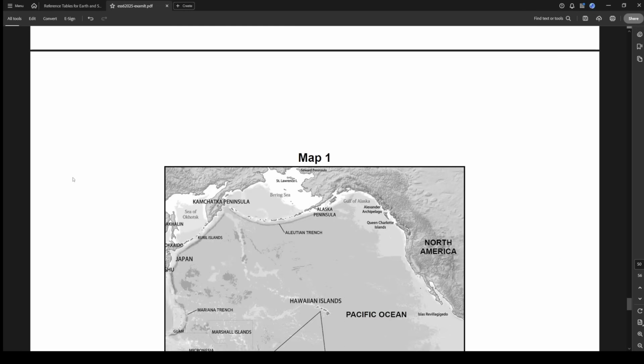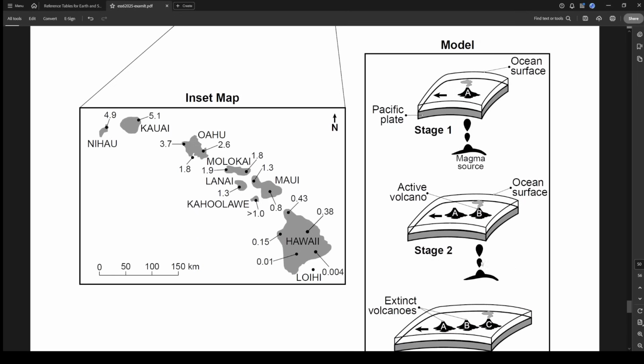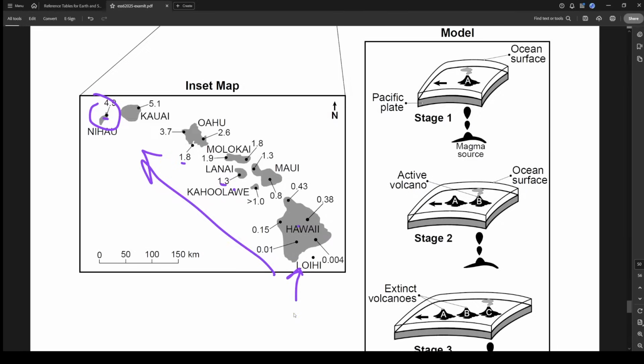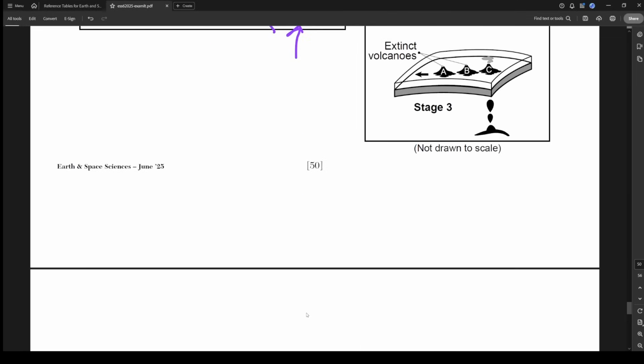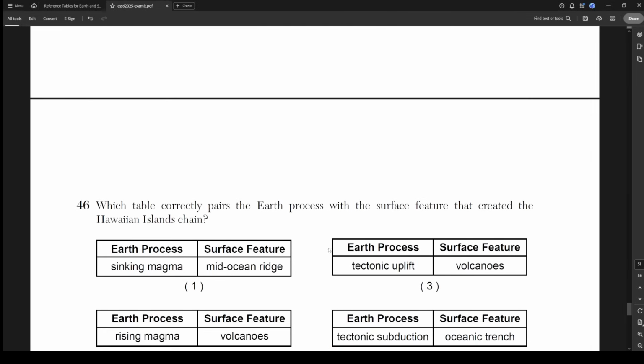Okay, let's look. So there it is, and we're here. Yeah, it's like a little conveyor belt. So this is currently where the hotspot is, which means you could see the ages, right? These are older. So this one used to be here, right? And then it's moving this way. So the plate is literally moving that way. Okay, which table correctly pairs the Earth process with the feature?